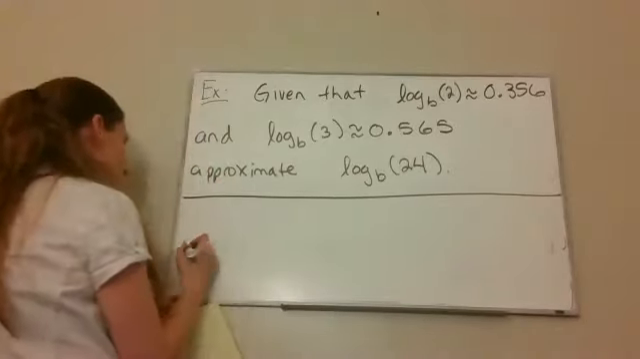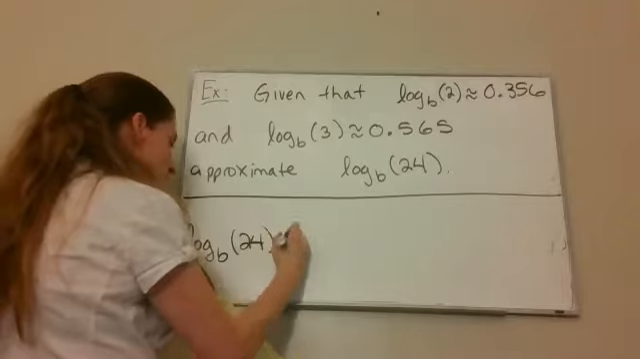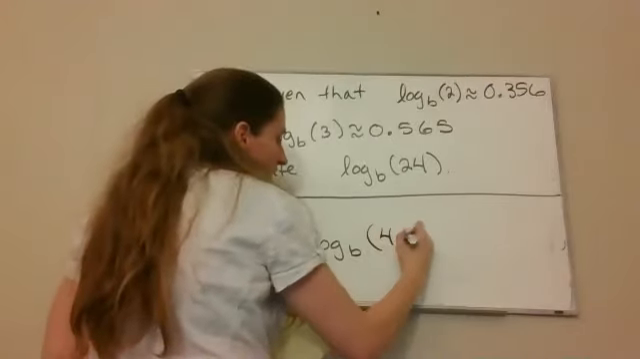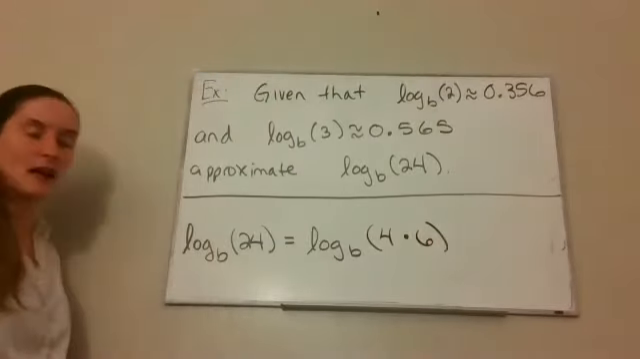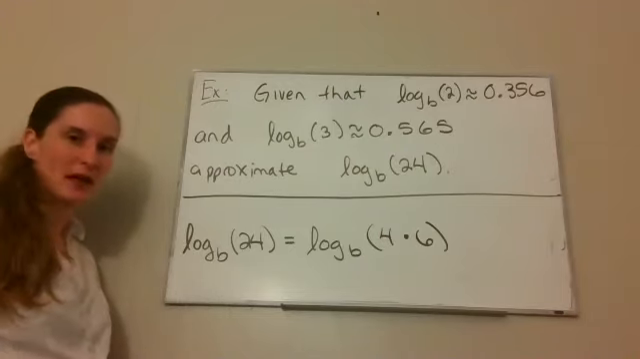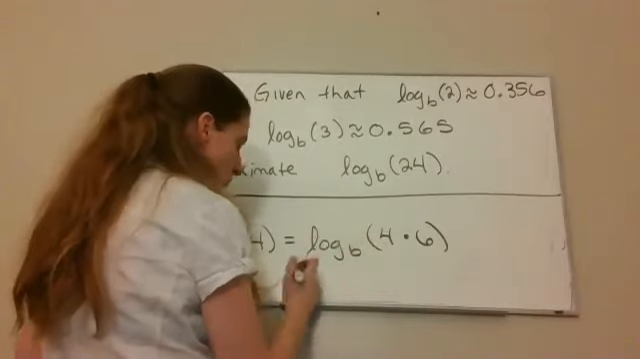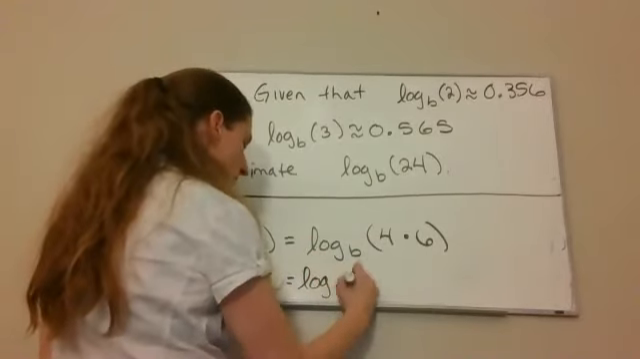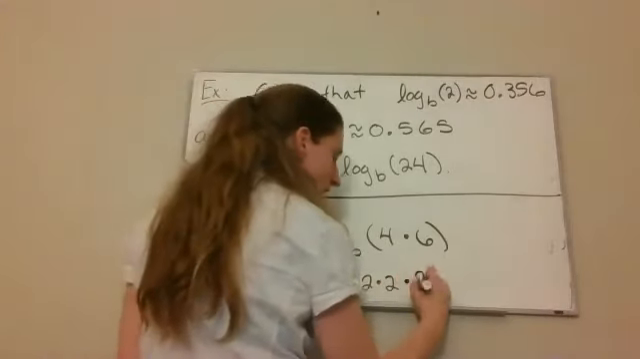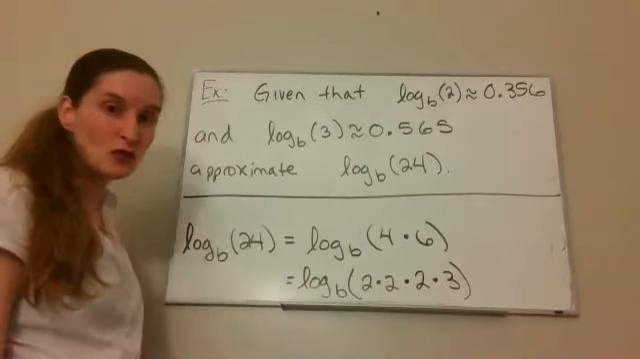How do we do that? Well, let's think about things that multiply to 24. The first things I think of are 4 and 6. So I have log base b of 4 times 6. Well, that doesn't help us that much because that's not a 2 or a 3. But what are things that multiply to 4? Well, 2 and 2. And how about things that multiply to 6? 2 and 3. So now I have 24 written as just 2's and 3's.